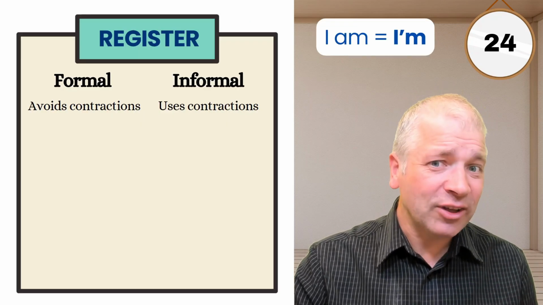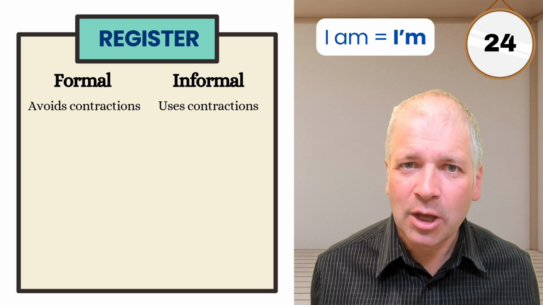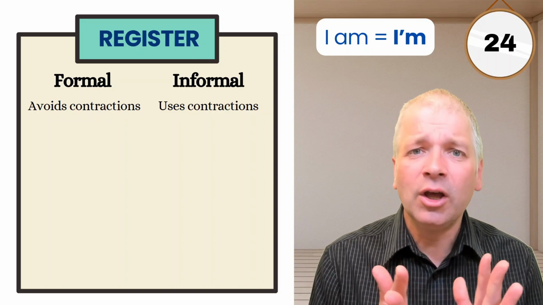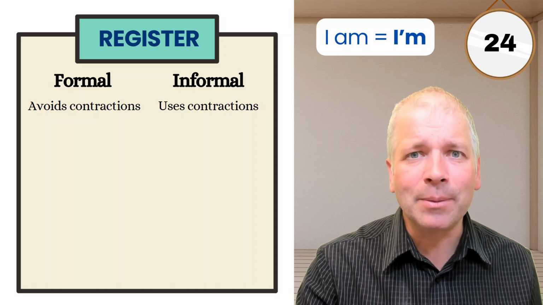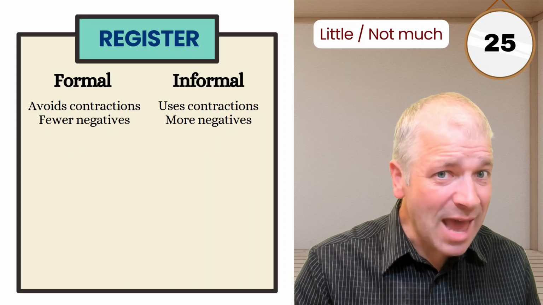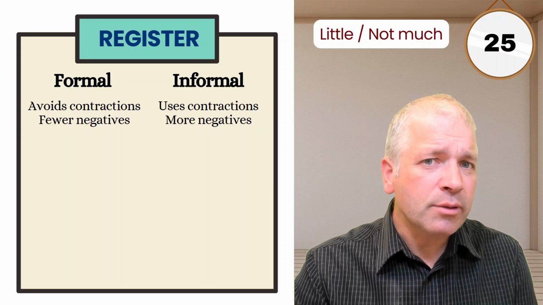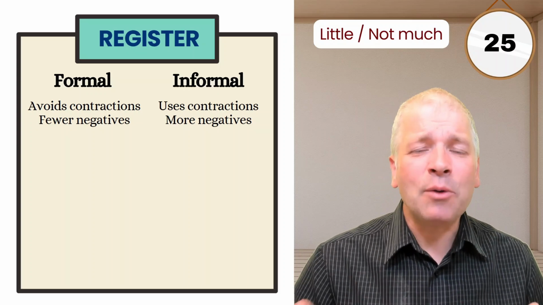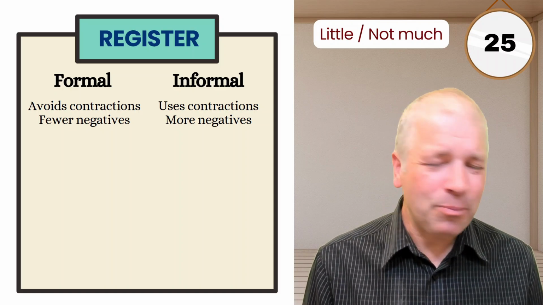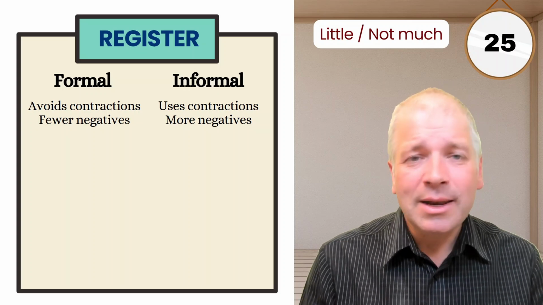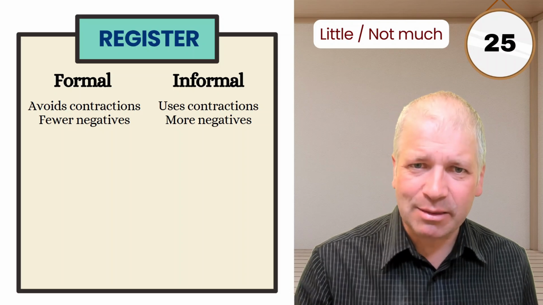Firstly, formal writing avoids contractions, but informal writing uses contractions frequently. Contractions are where we shorten two words together with an apostrophe. For example, I am becoming I'm. Also, fewer negatives are found in formal writing as compared to informal writing. So in informal writing, we may well use phrases such as not much. In formal writing, we probably prefer something such as little. Now, you can use negatives in formal writing, but the proportion is less.